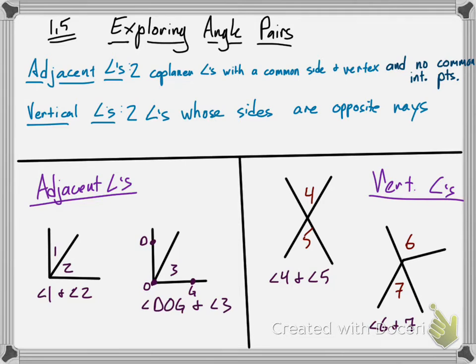The first, we're going to look at some adjacent angles, and the definition is two coplanar angles with a common side and vertex and no common interior points. We're going to take a look at the diagram in the bottom left.